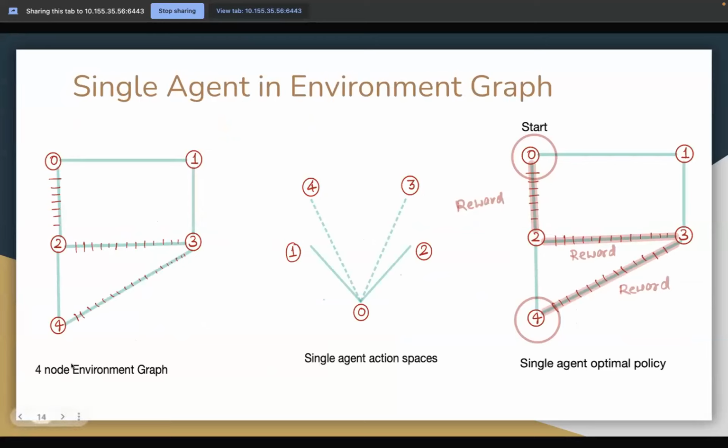For example, this is a 5-node environment graph, right? If the single agent is at node 0, there could be multiple actions. In the graph, I can decide that the actions the agent can take from position 0 are either 0 to 2 or 0 to 1. All other actions I can negate, or simply use a negative reward to discourage the agent from traveling that path. But if the environment graph is fully connected, then it is possible that an agent at position 0 can take all the actions, connecting to nodes 1 to 4.